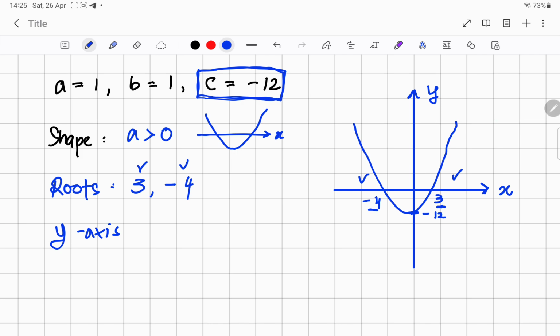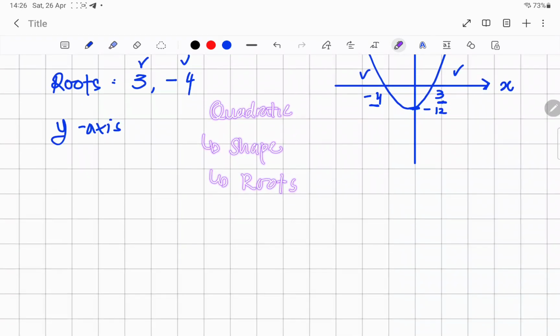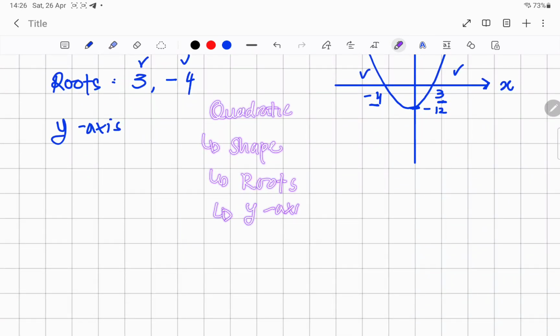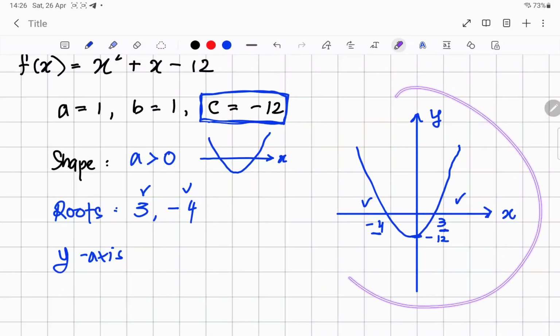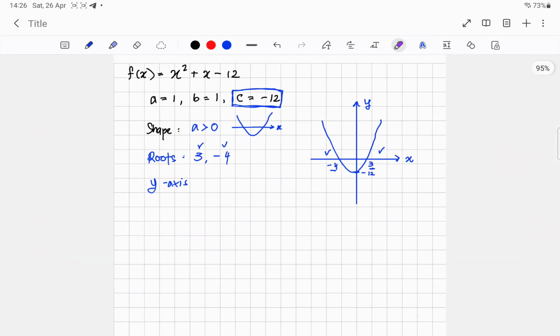So this is how you draw a quadratic graph. As I mentioned, you must know the shape, the roots, the y-axis, and also the y-intercept. These things you must know how to do to sketch the quadratic graph. Next lesson we will learn how to find the axis of symmetry and also the turning point of the graph. See you in the next video.